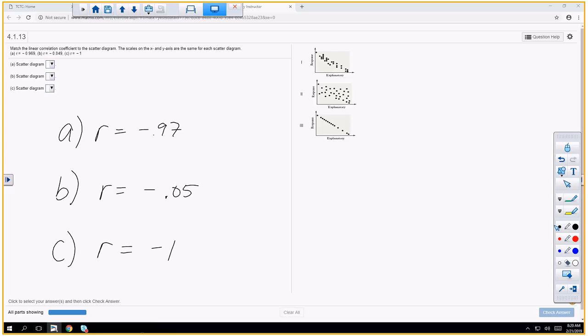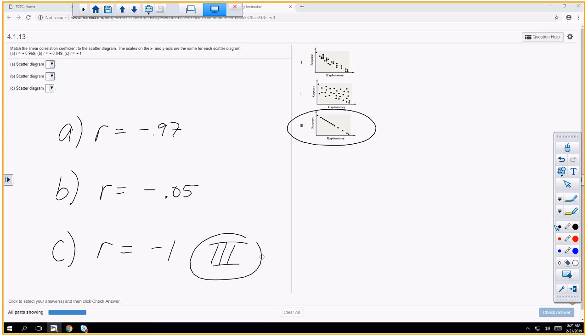So which one would you think has a strong? I would say probably 3. I would say this is the strongest. Why is it the strongest? Because they're pretty much all what? In line. Anytime something is in line, it's going to be your strongest. So that would be 3.